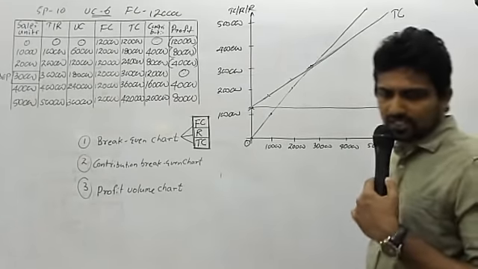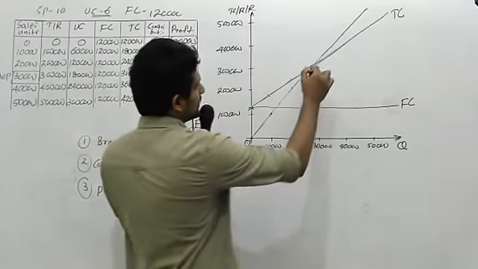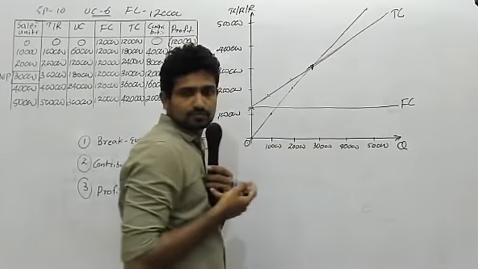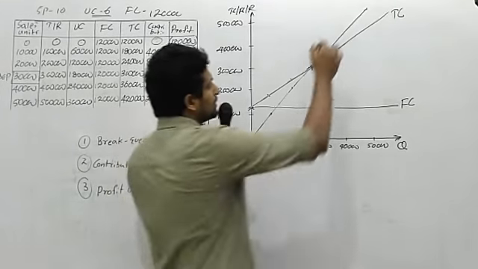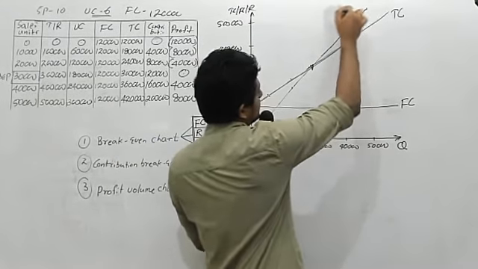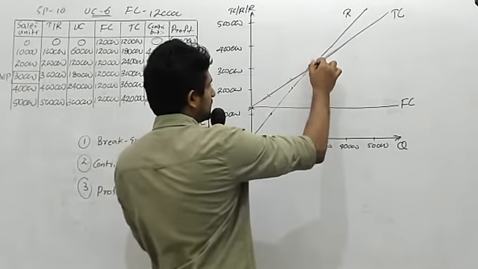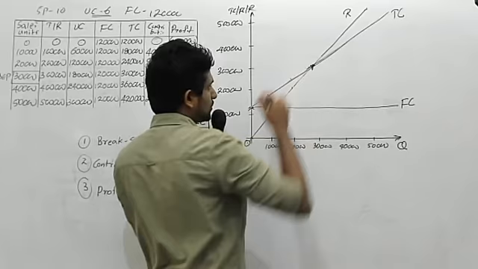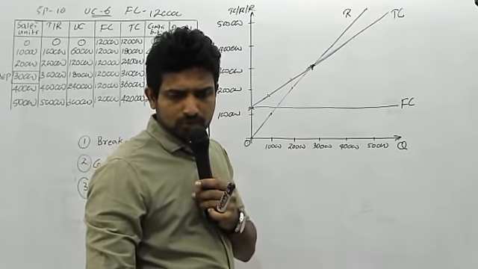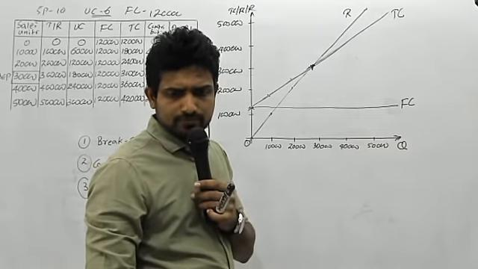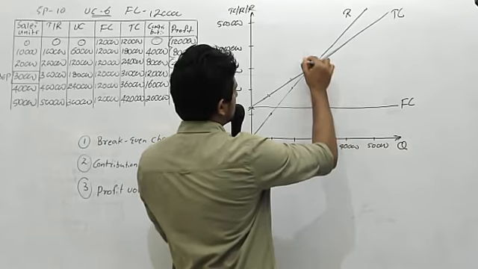Now let's have a look. First I will mark and show this. You see this point. What is this point? This is revenue. At this point, total cost equals total revenue. If somewhere the total cost equals total revenue, that point is the break-even point. This is the break-even point, BEP.